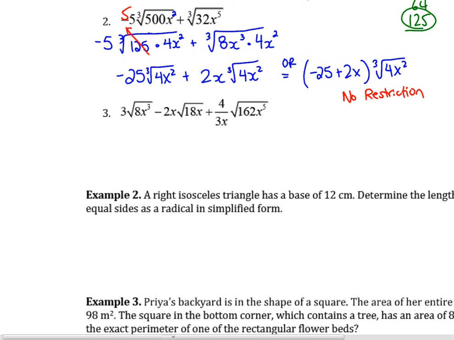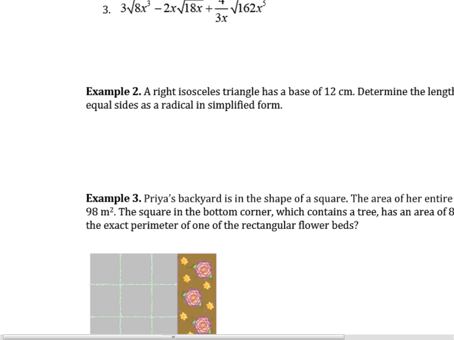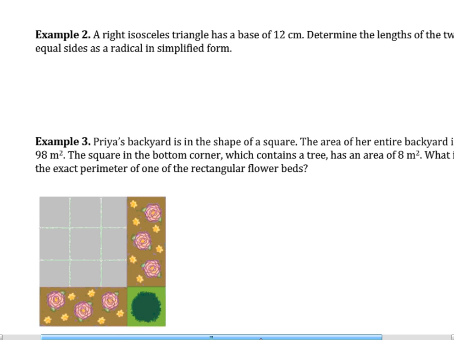Okay, I kind of want to skip 3. Maybe we'll come back to 3 if we have time. Let's go to the examples, the word problems.